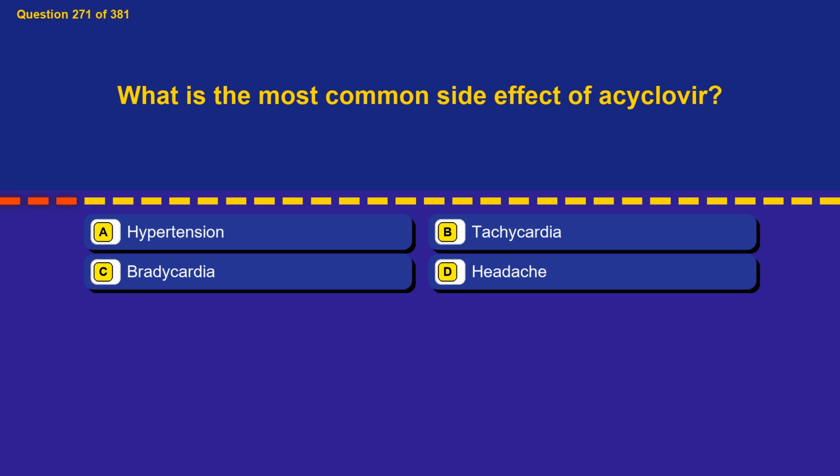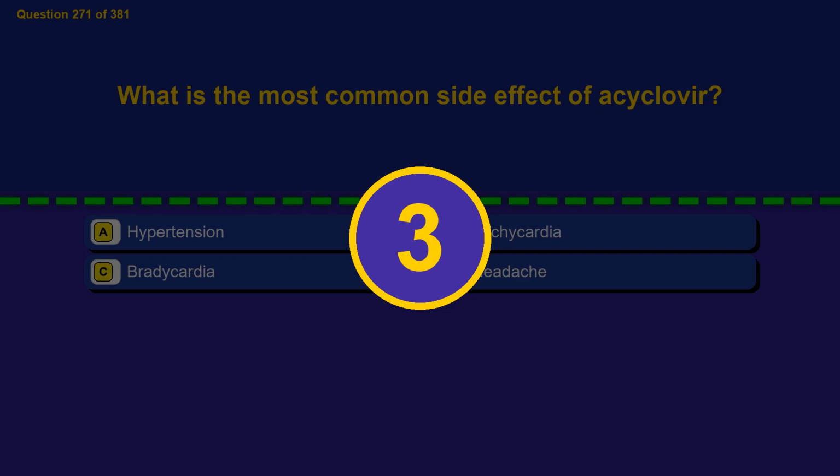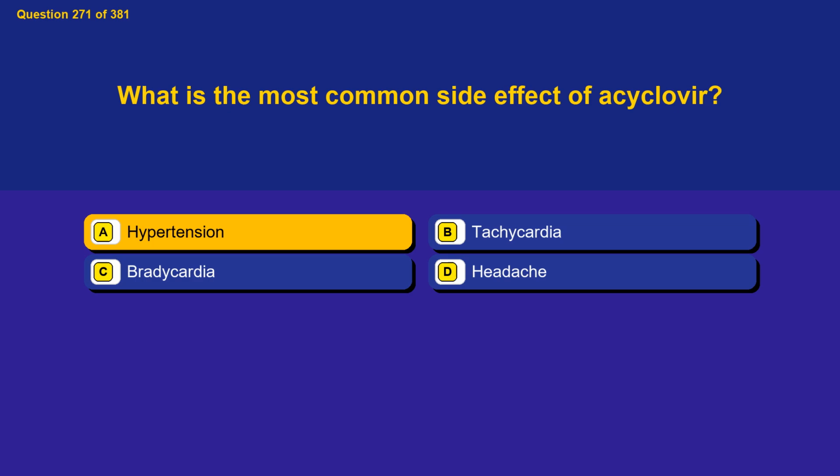Question 271. What is the most common side effect of acyclovir? Option A, hypertension. Option B, tachycardia. Option C, bradycardia. Option D, headache. The correct answer is option A, hypertension.